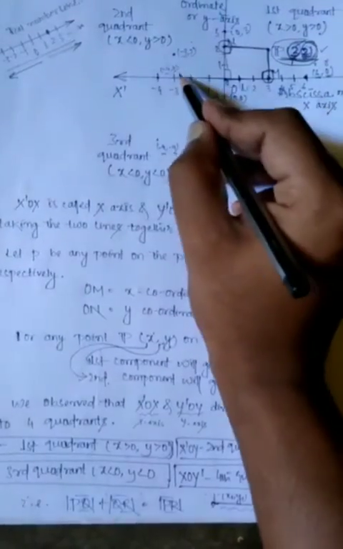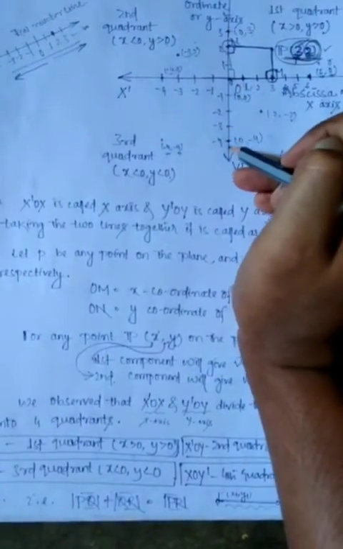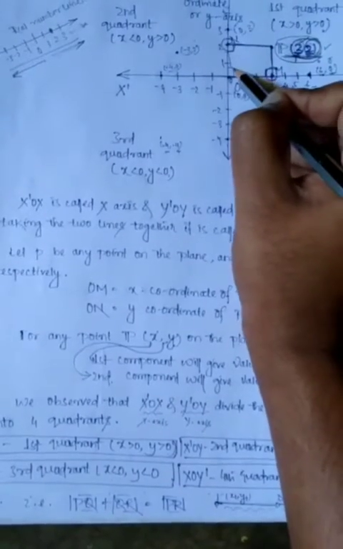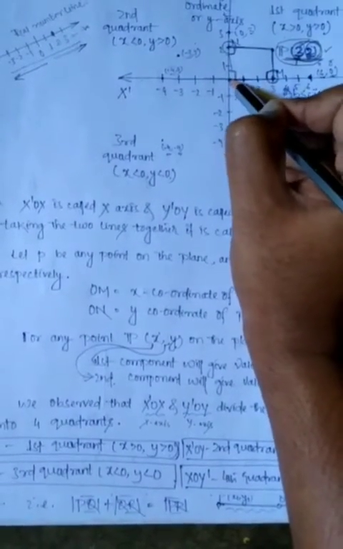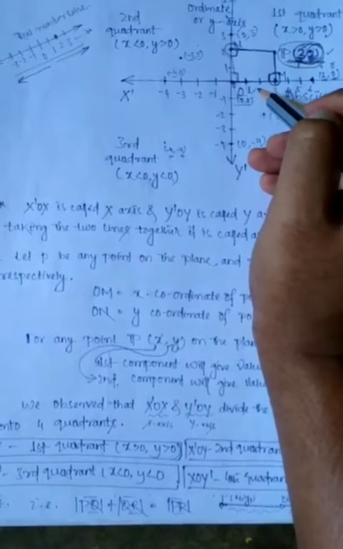So when the two axes, one is x-axis and another one is y-axis, meet each other, we have a point origin. The point where they meet is called origin.